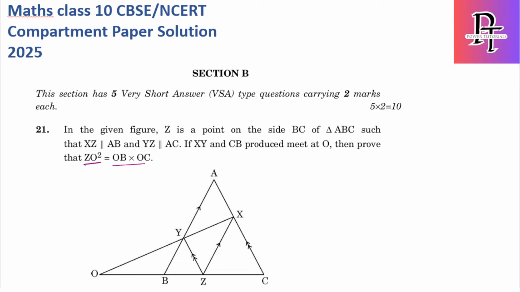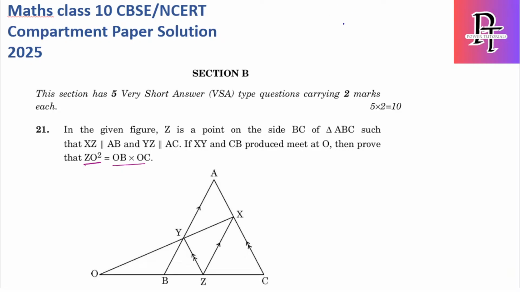For this we have to use the main theorem, which is BPT, the basic proportionality theorem. I'm not going to explain the theorem in detail. If it comes in section D or E, I will explain, but if you want, you can also check that, because it is one of the important questions for 5 marks.